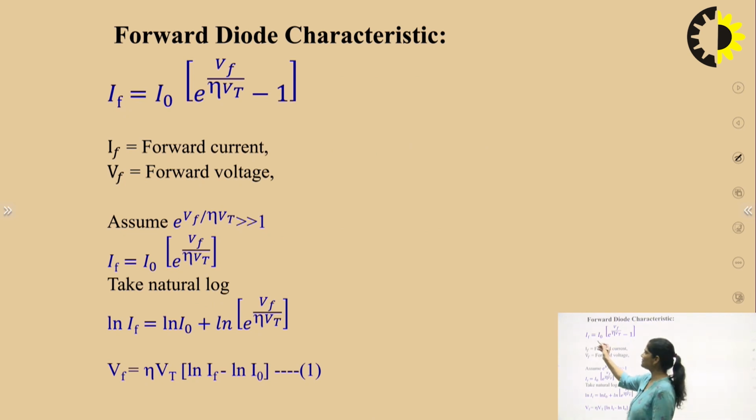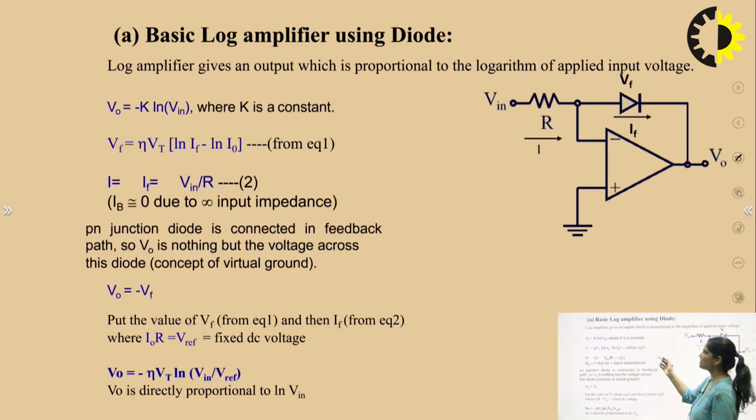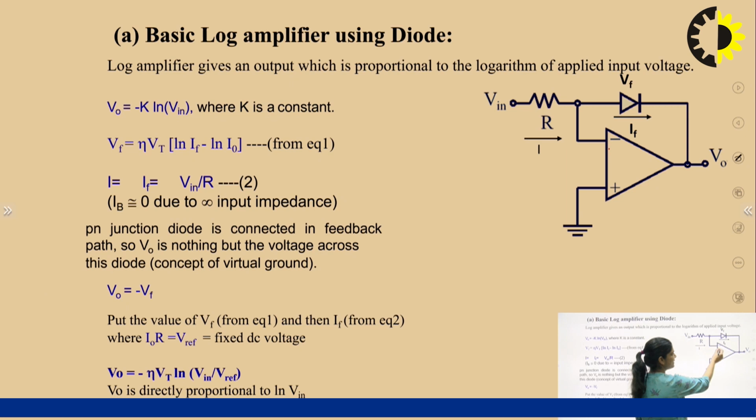Now IF is equal to what? Because we are using forward biasing. Now this is the circuit diagram of the basic logarithmic amplifier using diode. This is the operational amplifier. The diode is connected in the feedback of this operational amplifier. Here our resistance is connected, and the input voltage is connected at the inverting terminal. Now I is the current across the R resistance and IF is the current across the diode. VF is the forward voltage developed across this diode. So the current flowing across the diode is represented as IF, and here we have to find out the output voltage.